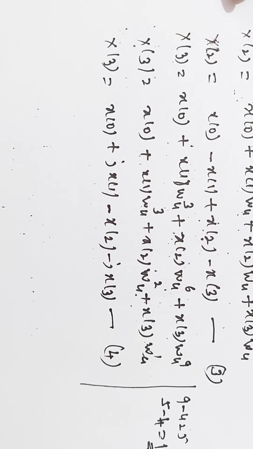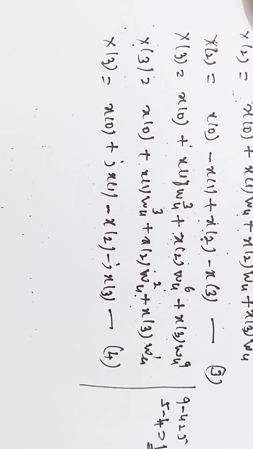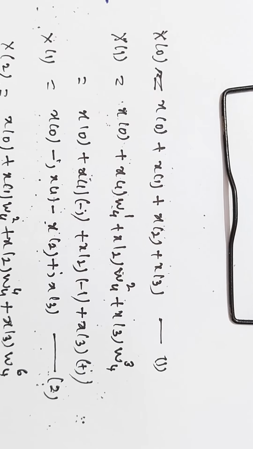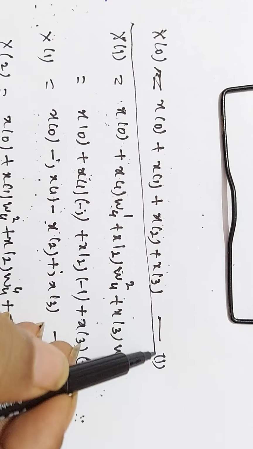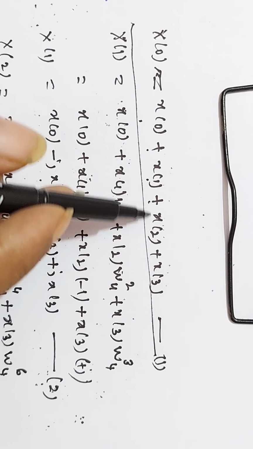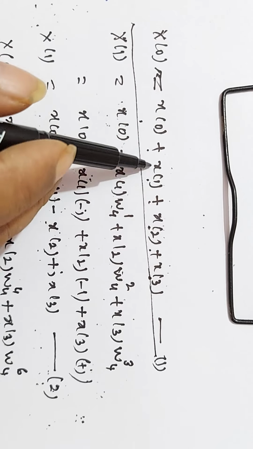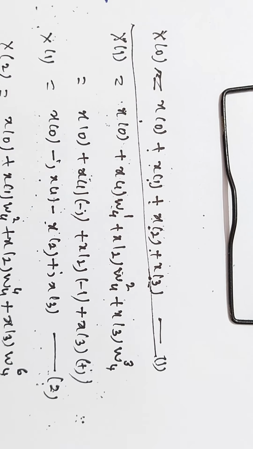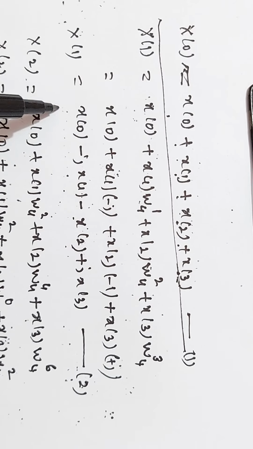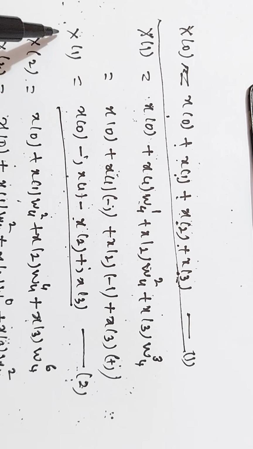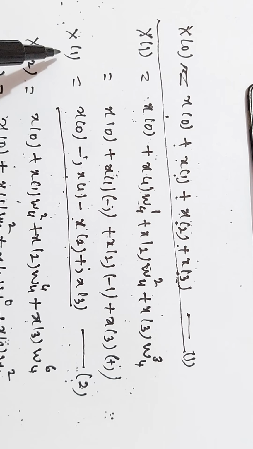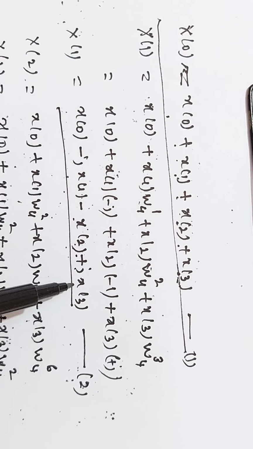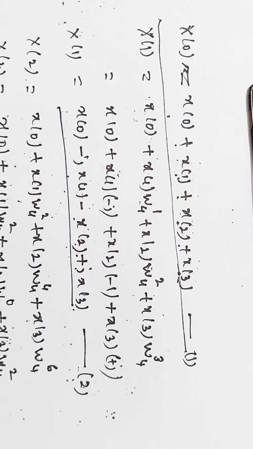Therefore, I will write once again all the 4-point DFT. This is the first point DFT: X of 0 equals x of 0 plus x of 1 plus x of 2 plus x of 3. Sum of all the 4 sequences will give you X of 0, the first point DFT. This will give you the second point DFT. The second point DFT is calculated like this: X of 1 equals x of 0 minus jx of 1 minus x of 2 plus jx of 3. This will give you the second point.